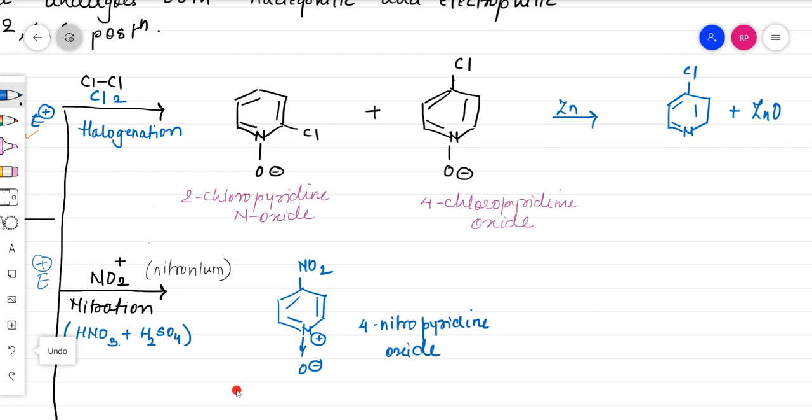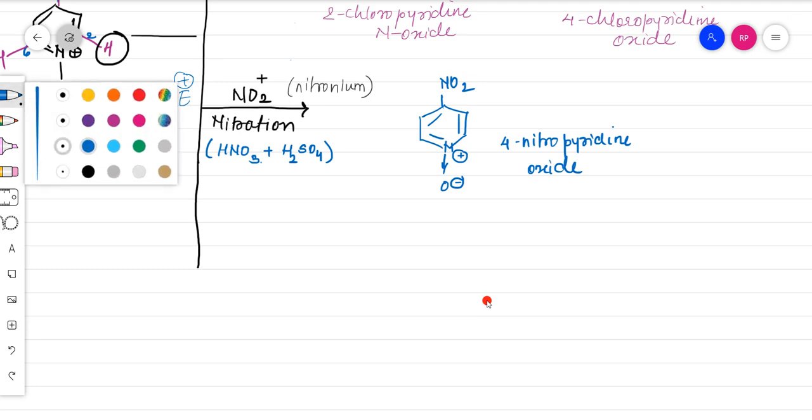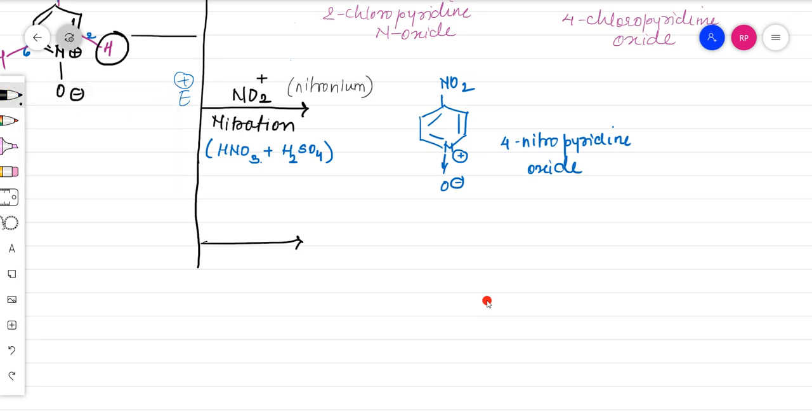Two more reactions, and then 6 unit students can leave, and only 3 unit students will stay. Okay. So today we will finish this pyridine topic.